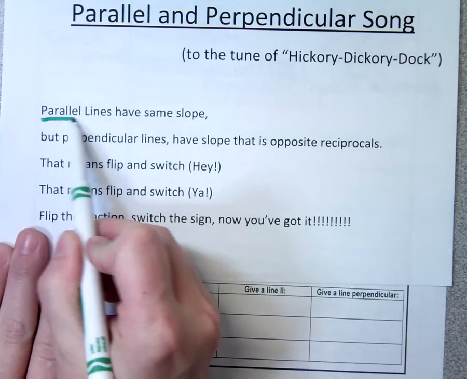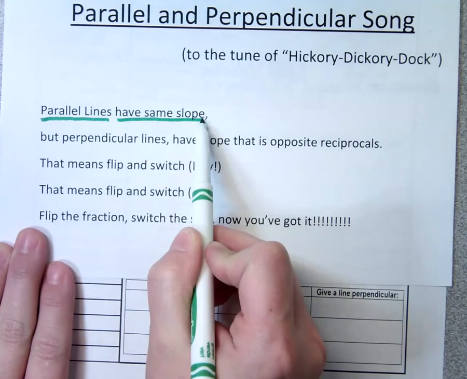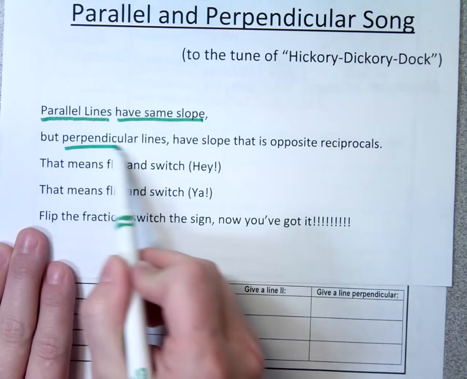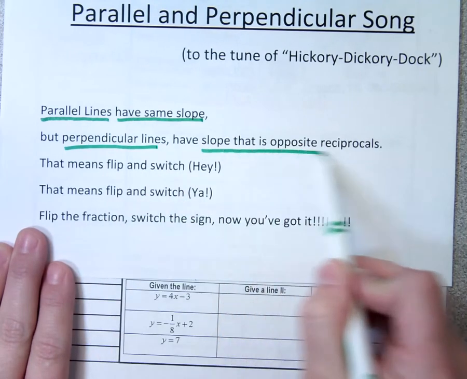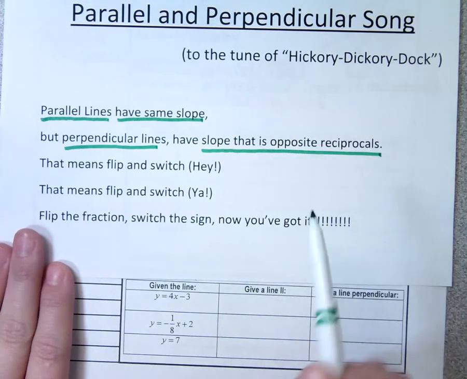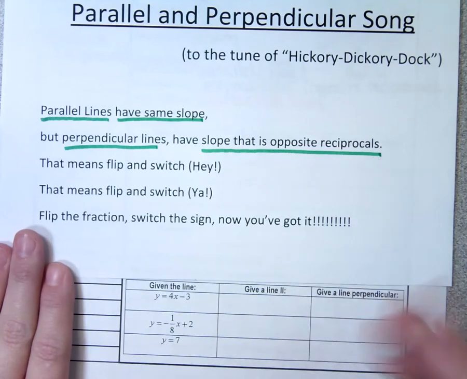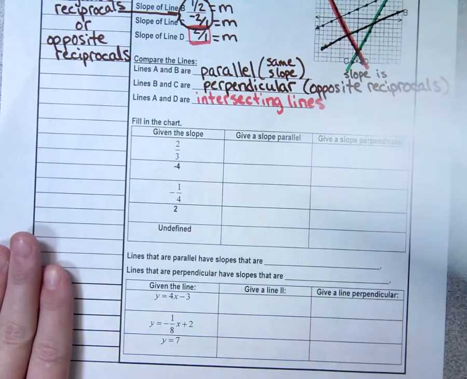This song tells you everything that we just talked about. It talks about how parallel lines have same slope. It talks about perpendicular lines, their slopes are opposite reciprocals, and then it tells you what that actually means. So we'll talk more about this song as we go along.